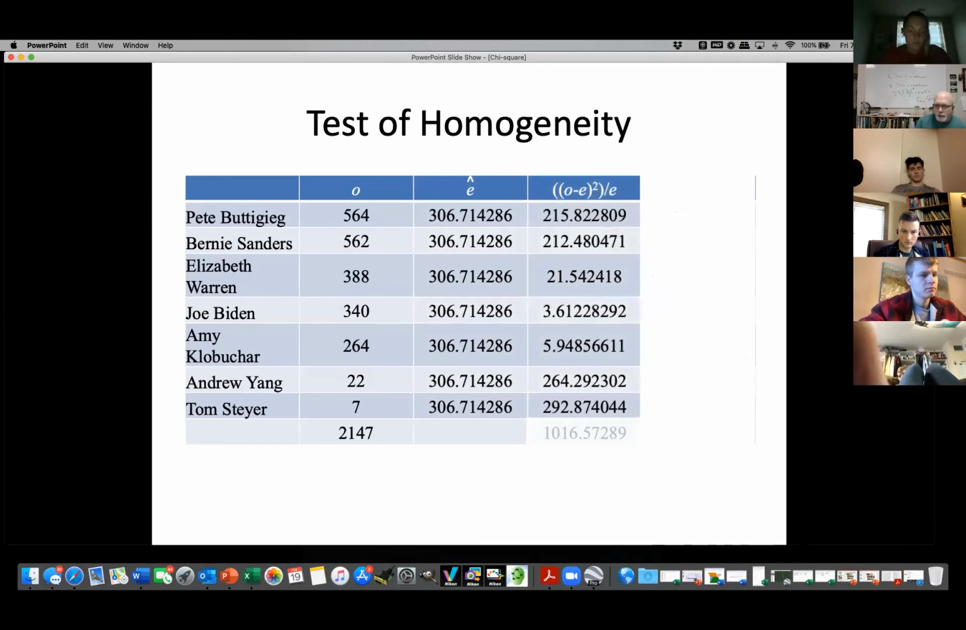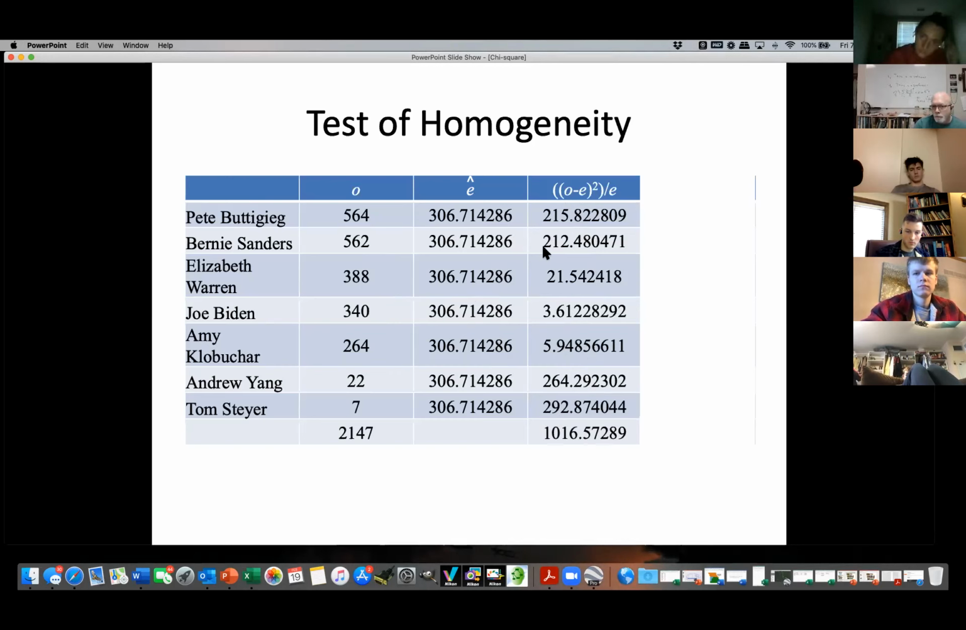It should be apparent to anybody looking that obviously people at this particular stage in the primary season were preferring Pete Buttigieg and Bernie Sanders to, for example, Andrew Yang and Tom Steyer. The numbers are radically different. And when you look at what the contribution is to the overall formation of the chi-square, it's driven by big chi-square contributions from Buttigieg and Sanders and big contributions from Andrew Yang and Tom Steyer. These intermediate candidates, Elizabeth Warren, Joe Biden, and Amy Klobuchar, are all clustered here in between, and they're all relatively close to the expected value, so they're not really contributing very much to the chi-square value overall.